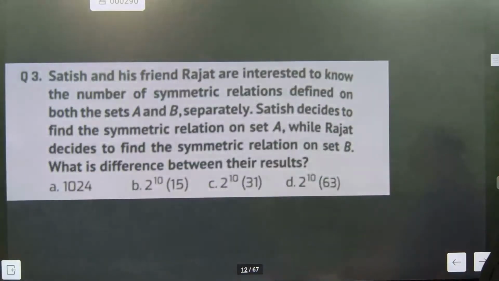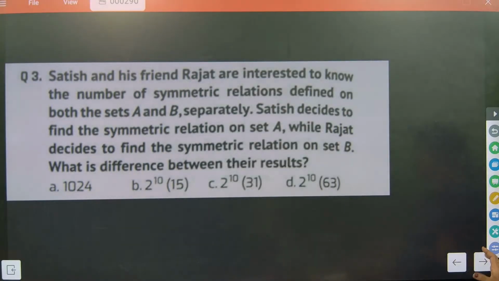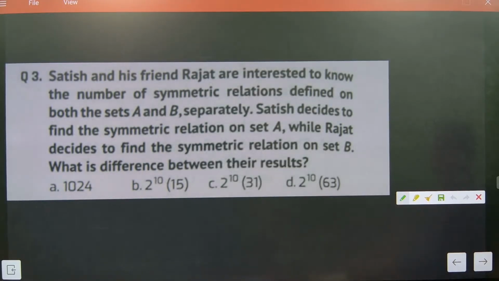Now look here. Satish and his friend Rajat are interested to know the number of symmetric relations defined on both set A and B separately. Satish decided to find the symmetric relation on set A while Rajat decided to find the symmetric relation on set B. What is the difference between the symmetric relations? Now pay attention. What is the formula for symmetric relation? That day itself I taught you the formula.